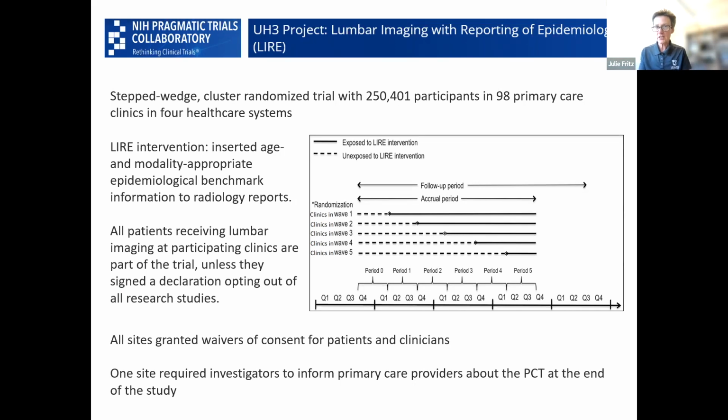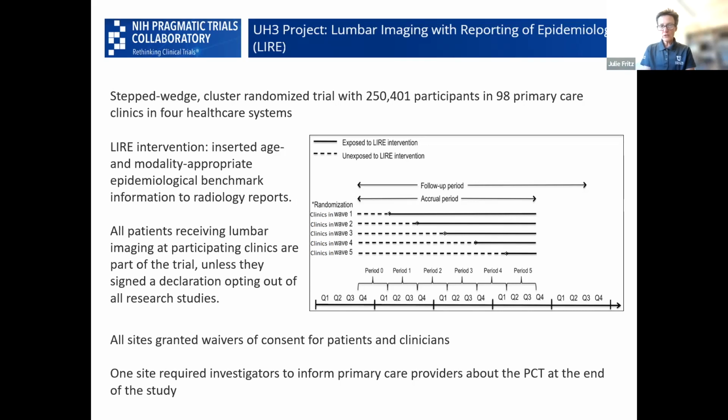So this particular study is interesting. It's a stepped wedge design, but I want you to think about the ethics that are going on here. The basic idea was to change the radiology report for lumbar imaging to give modality appropriate benchmarking. In other words, to say the changes shown on this MRI for someone who's 75 years old are consistent with what are typically seen for this age group, to try to decrease catastrophizing and overemphasis on what are common results.